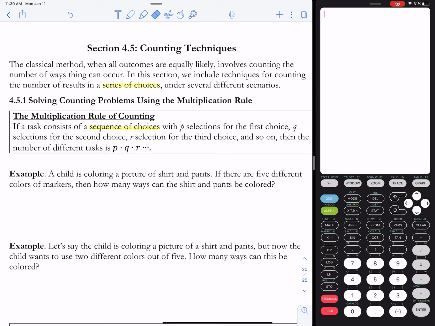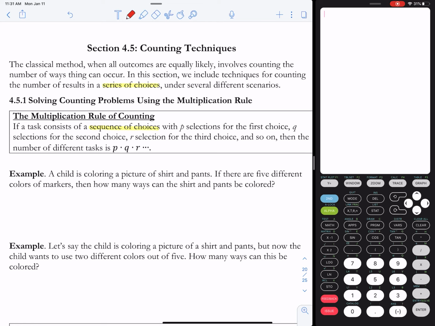One of the techniques we're going to use is what's called the multiplication rule. What the multiplication rule is: if a task consists of a sequence of choices with P selections for the first choice, Q selections for the second choice, and then R selections for the third choice, and so on, then the number of different tasks is P, the first choice, times, hence multiplication, Q, the second choice, times R, the third choice, and so on and so forth if you have more selections. And again, this is a sequence of choices.